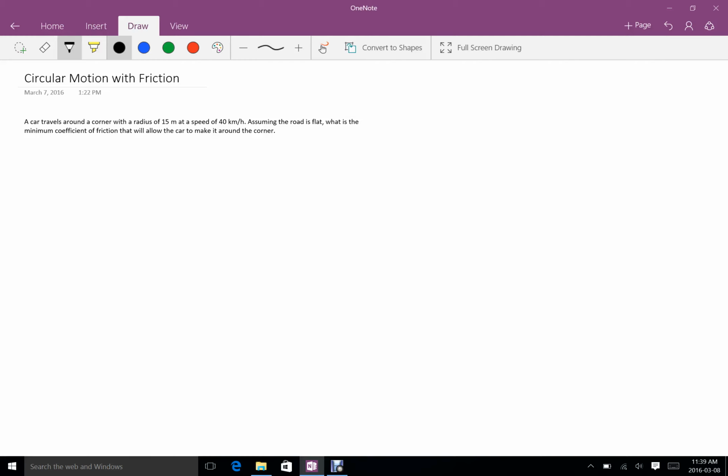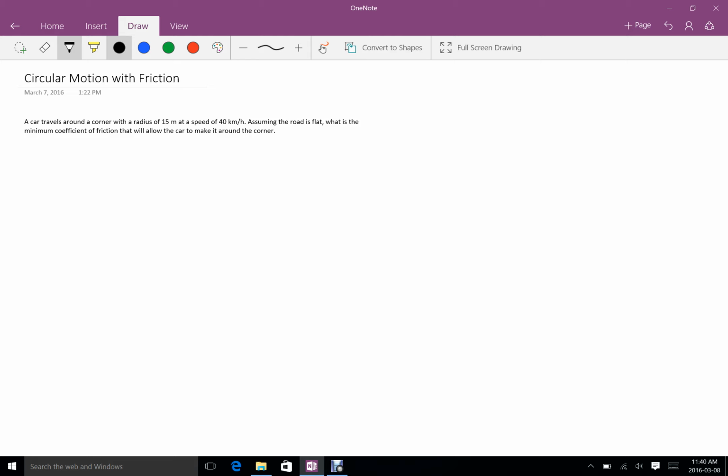Alright, in this video we're going to look at a car moving around a corner. This could be like an on-ramp to a highway or something like that, but this corner is not banked. So this is just going to be a flat road that's turning, and we're going to figure out what coefficient of friction is required between tires and the road to allow the car to stay in that circular path, or to accelerate around that curve at a constant speed.